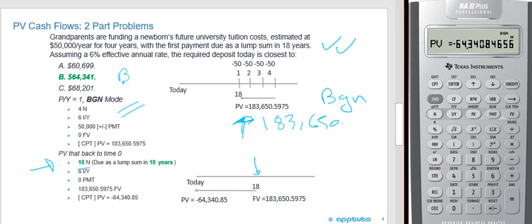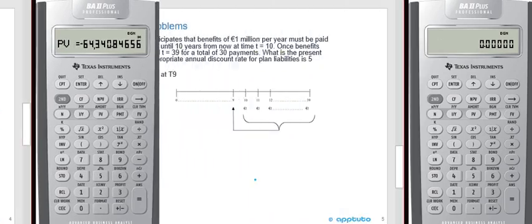So on the last slide I solved it in the ending mode. On this slide I solved it in the beginning mode, and that really was important to understand: when I'm in the ending mode, the beginning of the 18th year is the end of the 17th year. So you just have to really pay attention to that on these two-part problems, okay? Getting your N right and getting your timing right.